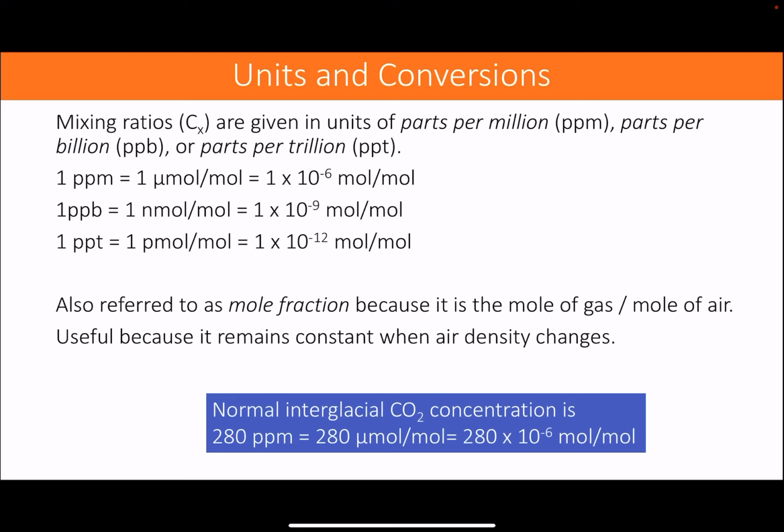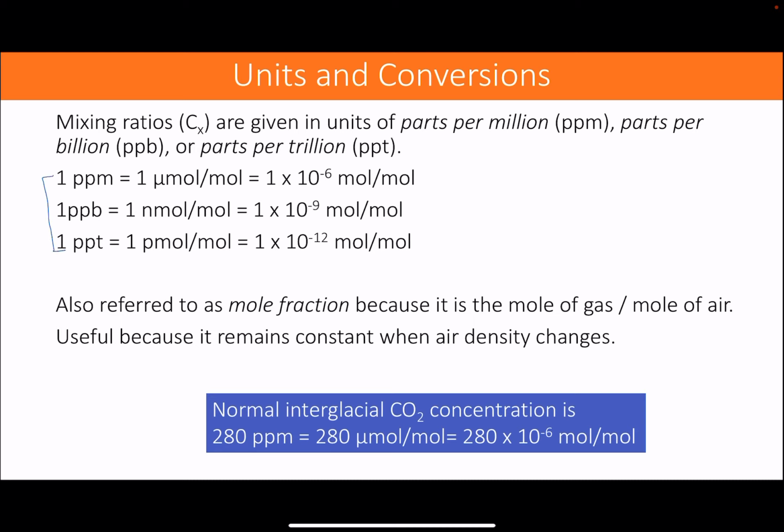And so whenever we're talking about gases and equilibrium and things going between the atmosphere and ocean, we're going to have to do some math, which means we're going to have to pay a bit of attention to units. And so the mixing ratio, which is the concentration of the tables we were just looking at, is denoted as C sub X, for some example gas X. Mixing ratios are given in units of parts per million, parts per billion, or parts per trillion. And so that's what you can see on the left here.